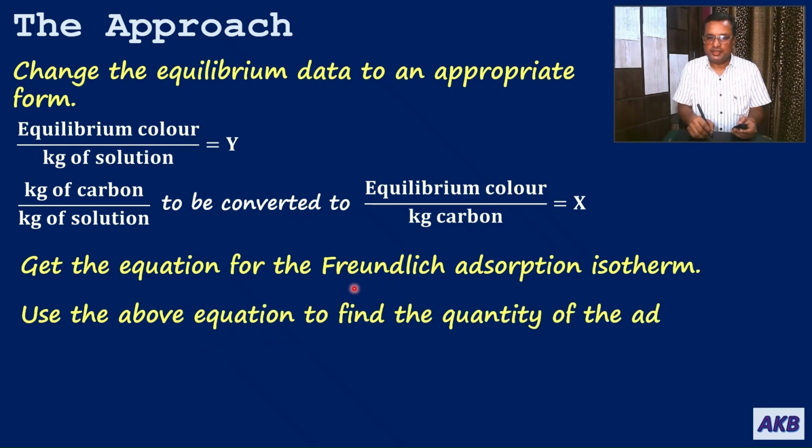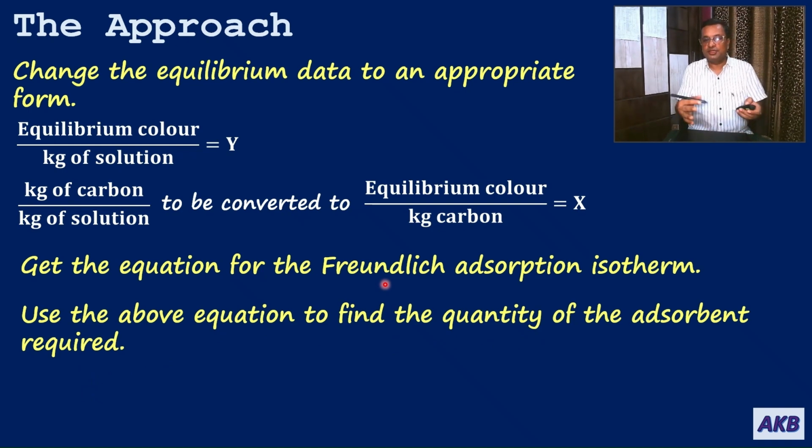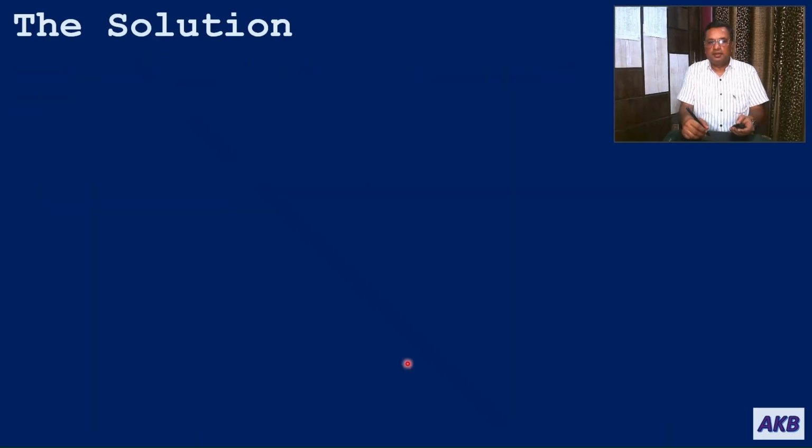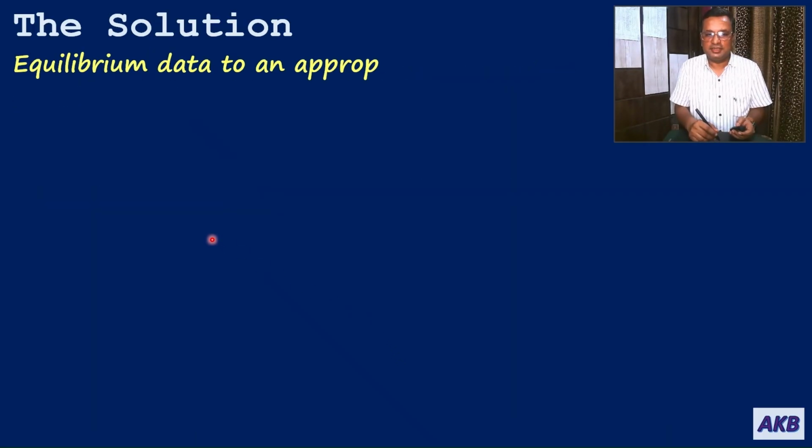And then once you get the equation, we will use the equation to find the quantity of adsorbent required in the two cases, single stage operation and two-stage cross current operation. So this would be the approach for solving this numerical. Let us move ahead. Now let us solve it. First, as I said, we will be converting the equilibrium data to an appropriate form.